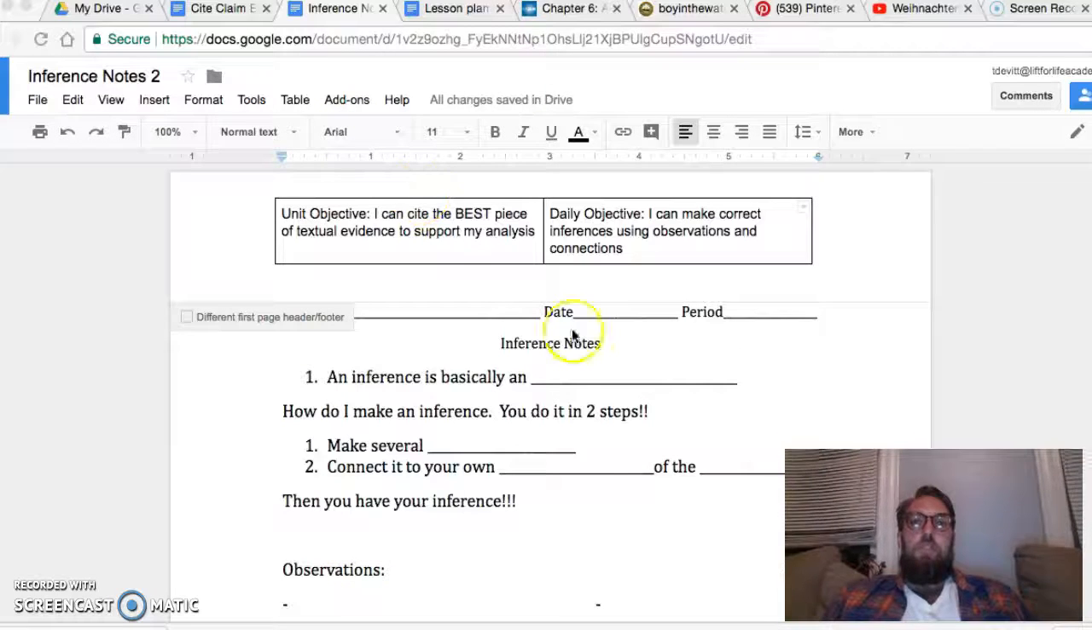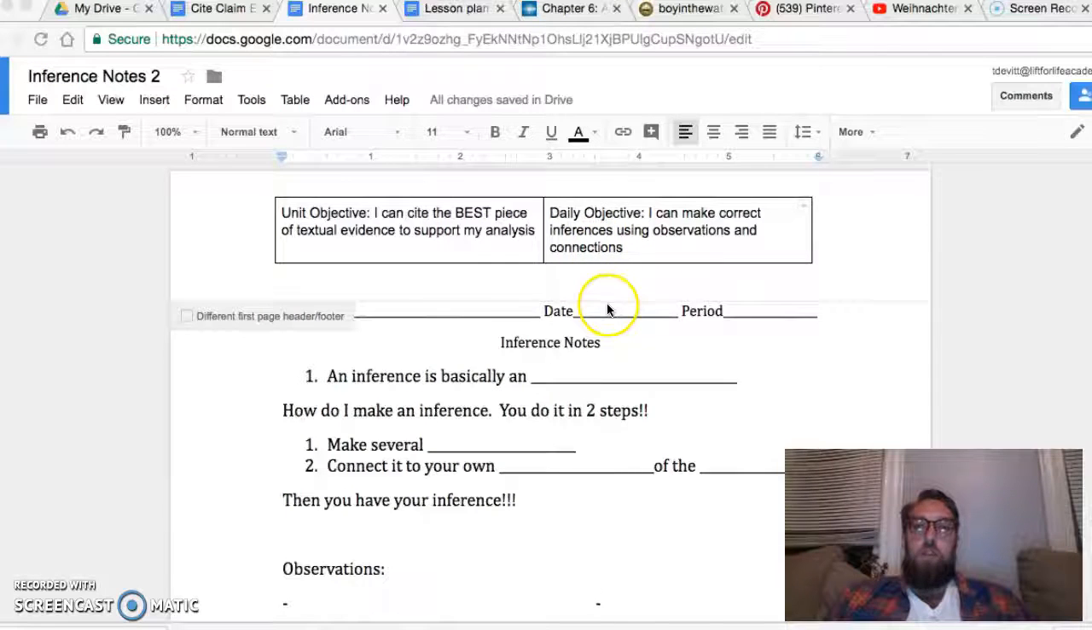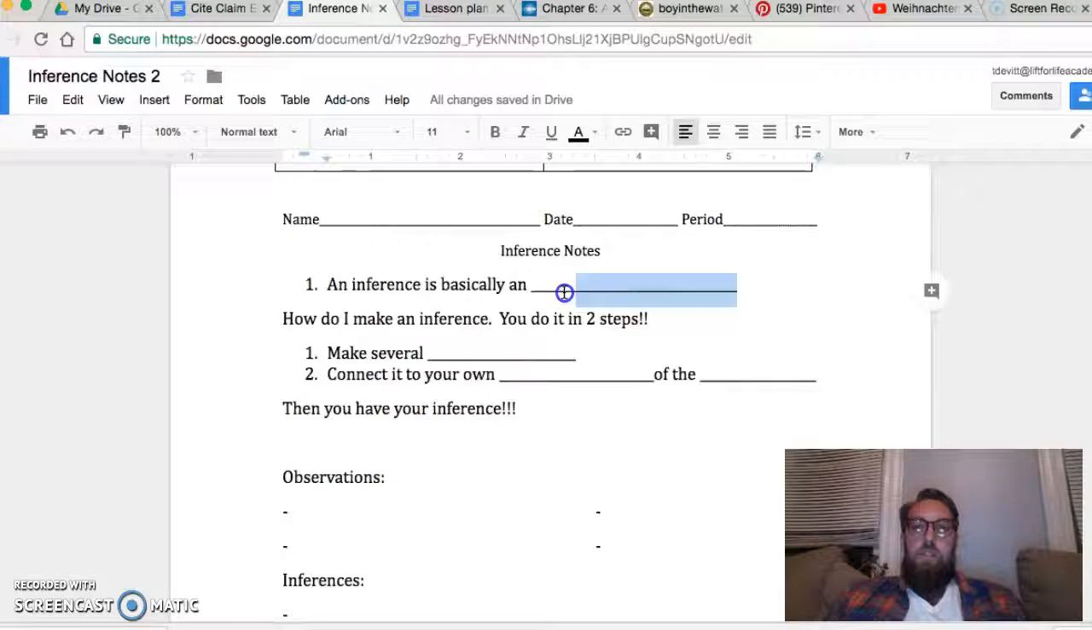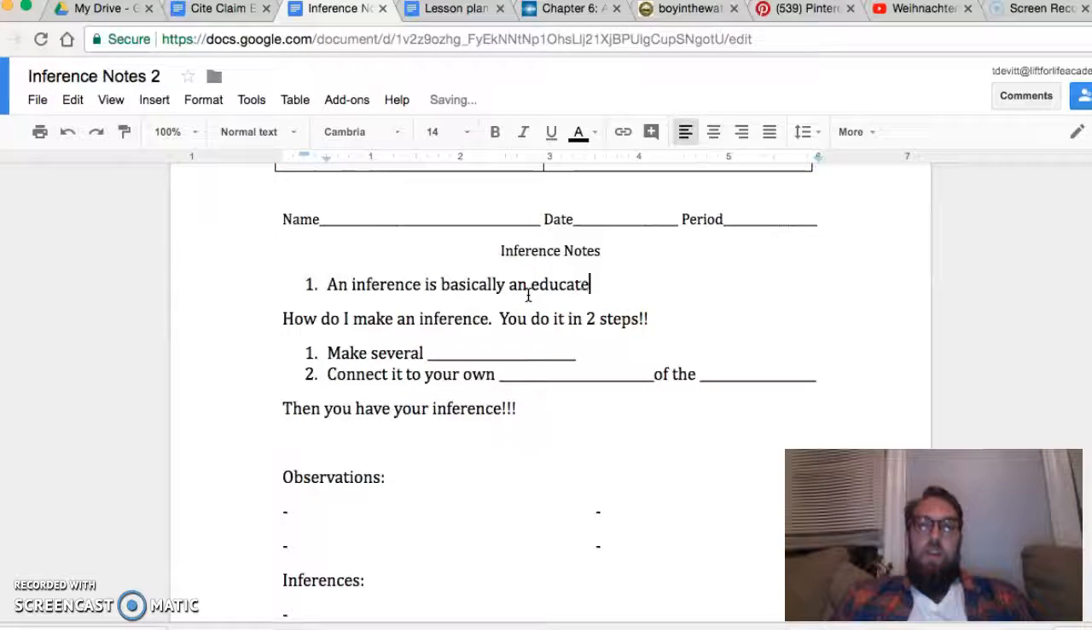All right, my wonderful students, our daily objective today is to be able to make correct inferences using a two-step approach: making observations and then making connections from those observations. So here's your notes. An inference is basically an educated guess. We learned that last week.